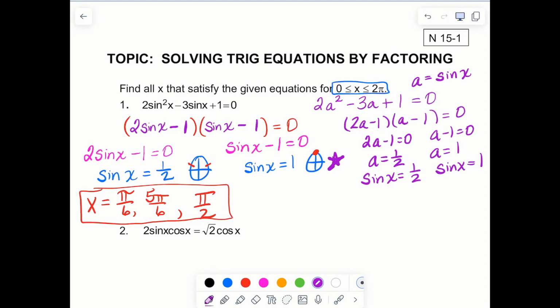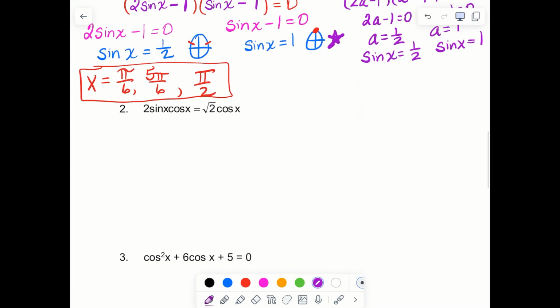Let's look at number 2. What is a good first step on number 2? Well, I'll tell you a bad first step on number 2. This right here. No, don't do that, because when you cancel out like that, you are canceling answers. Remember, you want to get everything on one side. So my first step is I'm going to bring everything to the left.